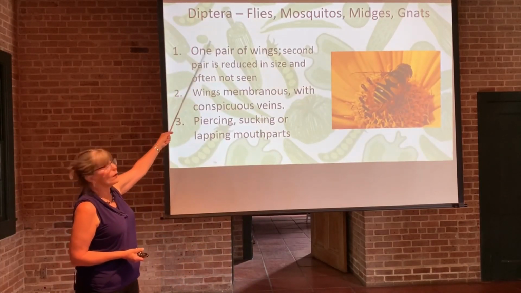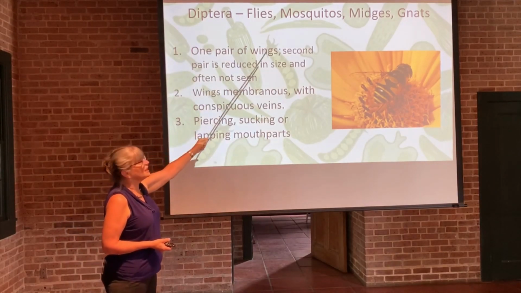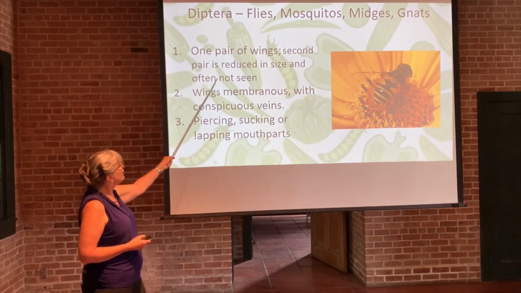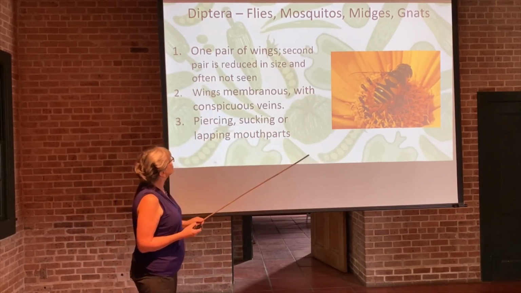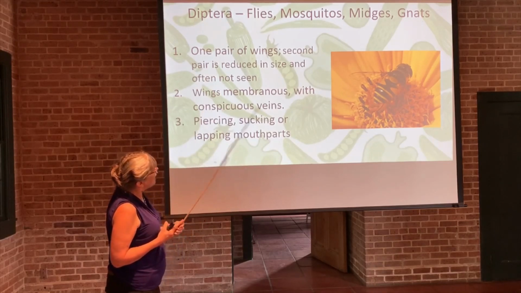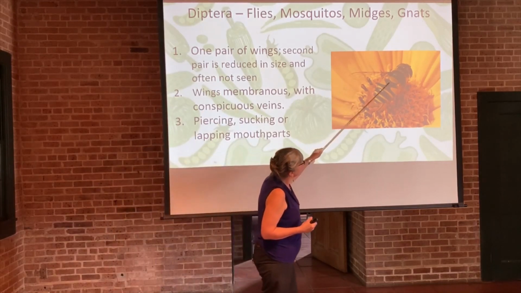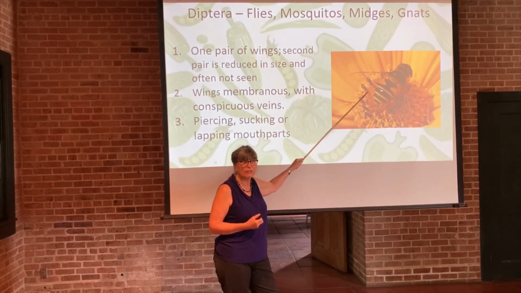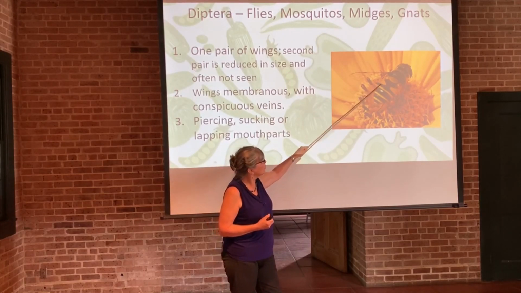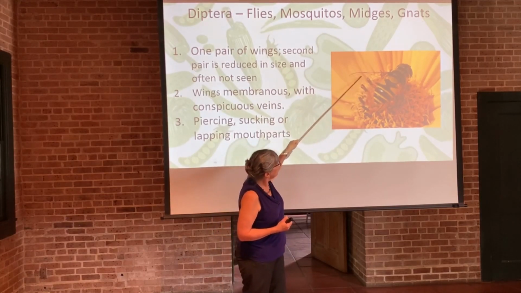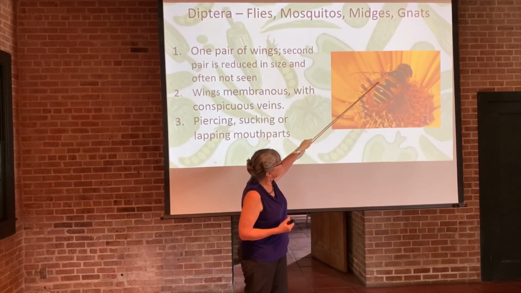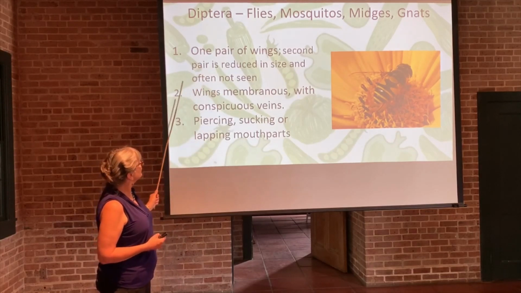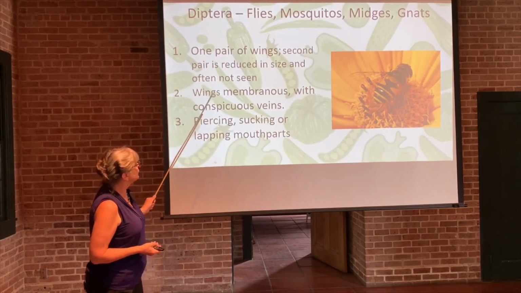Diptera. That means 2 wings, right? Flies, mosquitoes, midges, and gnats. They only have 1 pair of wings. The second pair is reduced and not seen. It looks like a knob. I don't know if you can see it here, but this is one of those flies that mimics a bee. You might think, well, that's a bee there, but it's not. It's really a fly that has evolved to look like a bee. It's got 1 wing here and a wing here, so that's 1 pair. And then right behind that will be a little knob that's kind of a leftover structure where there could have been a wing at some point in its history.